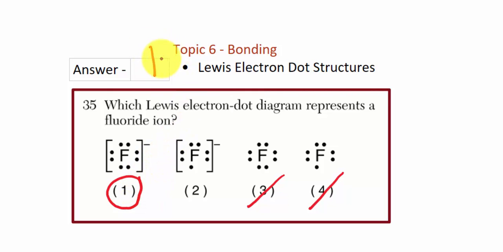It's answer number 1. What's wrong with number 2? It only shows 7 electrons, the original valence electrons, we assume. So since it doesn't show the extra electron, it's not a valid representation of a fluoride ion. Answer 1.